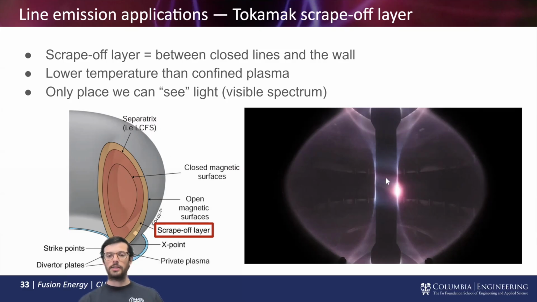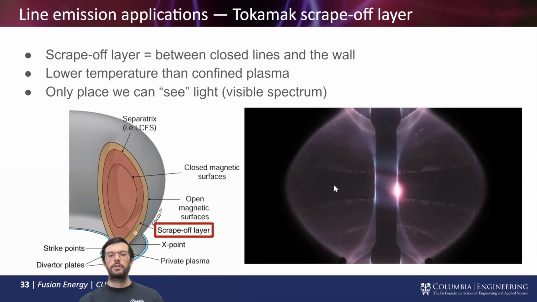So when you see a picture like this, the densest, hottest part of the plasma is in the middle, and we just can't see it because it's not emitting light at the frequency that our eyes are built for. So what we see is the colder plasma around the edge. So it's a good thing to remember when you're looking at this.